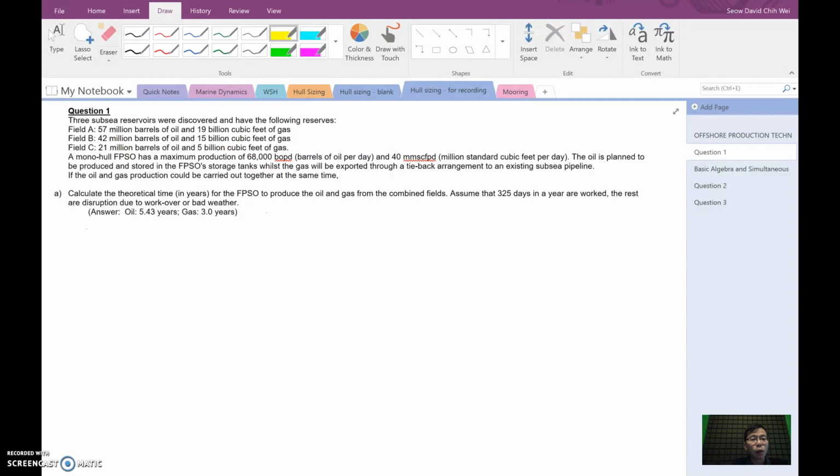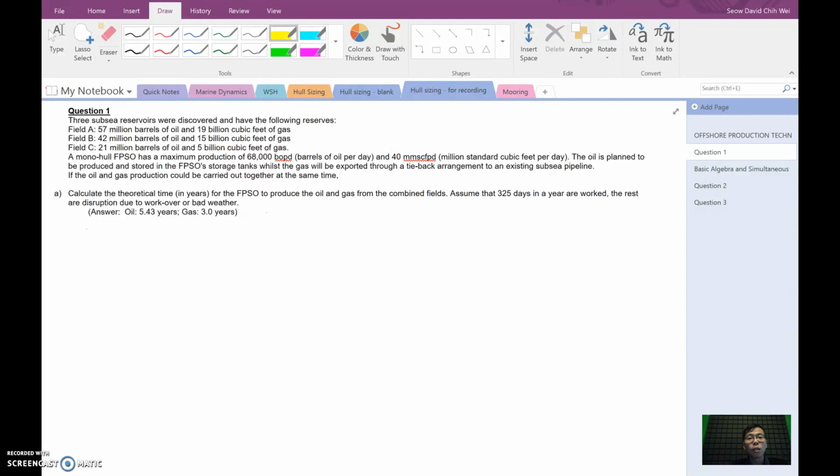Over here we have 3 subsea reservoirs discovered with the following reserves. Field A has 57 million barrels of oil and 19 billion cubic feet of gas. Field B has 42 million barrels of oil and 15 billion cubic feet of gas. And Field C has 21 million barrels of oil and 5 billion cubic feet of gas. And for the monohull FPSO, it has a maximum production of 68,000 barrels of oil per day and 40 million standard cubic feet per day for the gas.